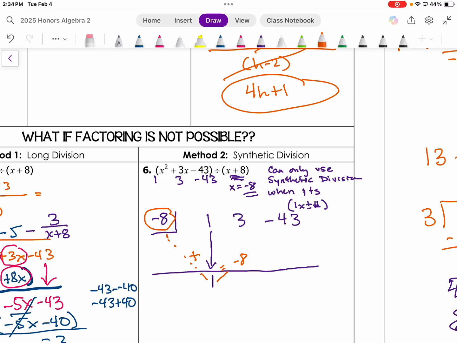So negative 8 times 1, the answer goes up underneath the 3. I now add down. What is 3 minus 8? Negative 5. Okay? Now I do the same thing. I take that negative 8, multiply it diagonally to the negative 5, and the answer goes underneath the 43. Negative 8 times negative 5 is a positive 40. Add down. I get a negative 3. That last cell is my remainder.